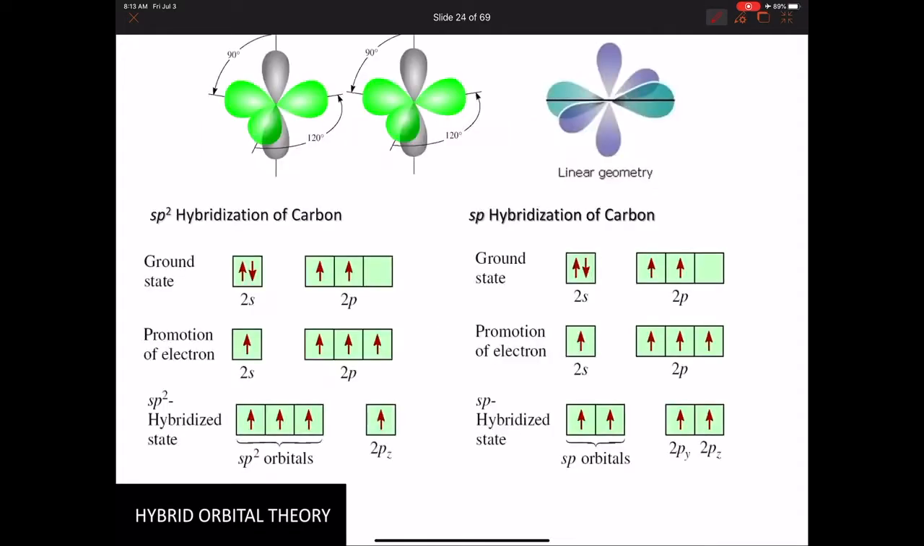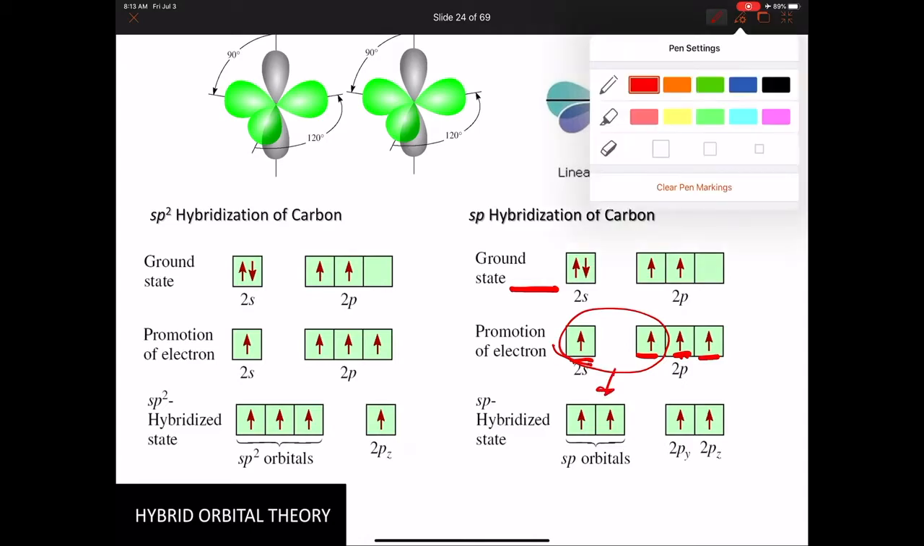Let's look at sp examples. So what we said was here we're going to take the ground state electron configuration. We're going to promote one electron. So each orbital has one electron. We have one s and three p's. We're going to hybridize now an s and a p. That takes one s and one p. Mix them up. Now I get two equivalent sp hybridized orbitals.